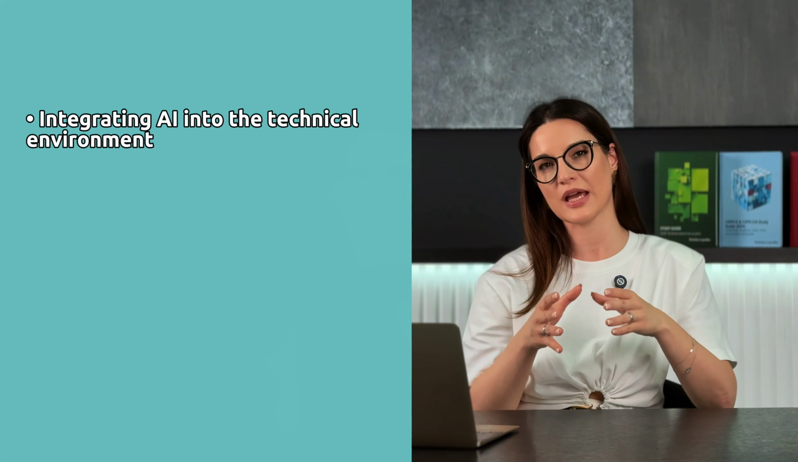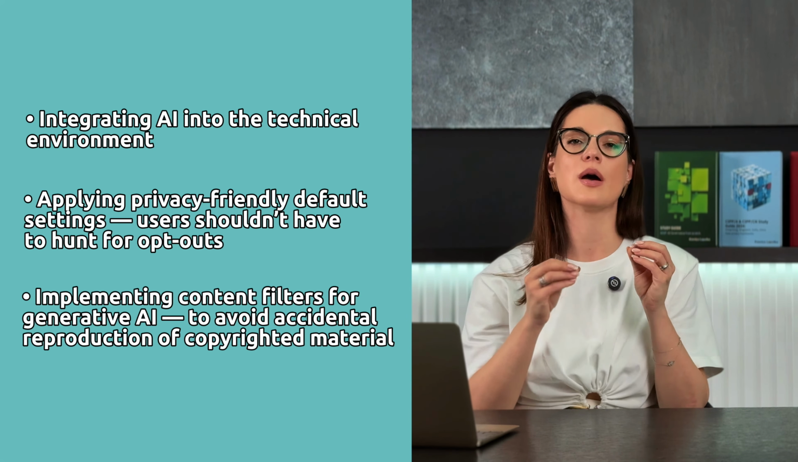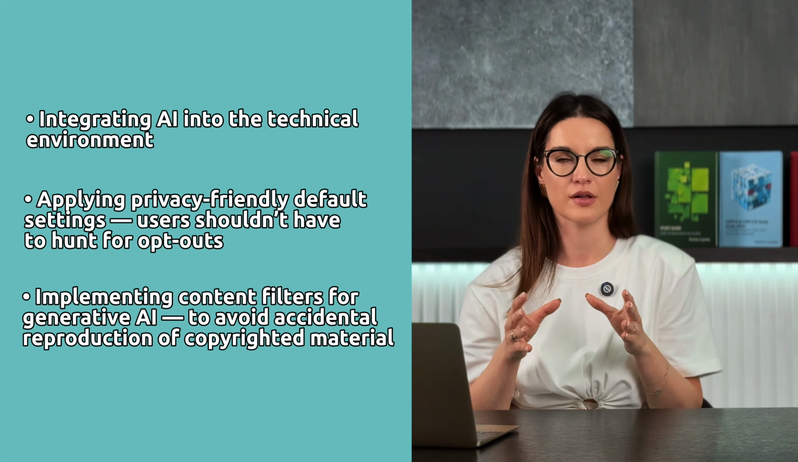Stage 3 is AI implementation, or basically putting AI to work. Once tested and validated, the AI system is deployed in the real world, where, well, that might be on the website, that might be on the mobile app or a banking system. This phase includes integrating AI into a technical environment, applying privacy-friendly default settings, well, users shouldn't hunt for opt-outs, right? And implementing content filters on generative AI to avoid accidental reproduction of copyrighted material.